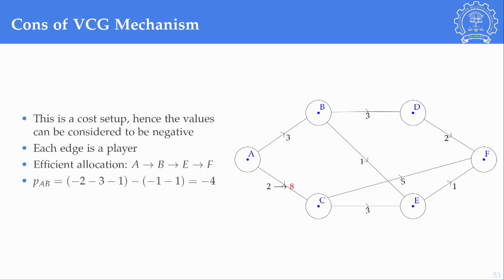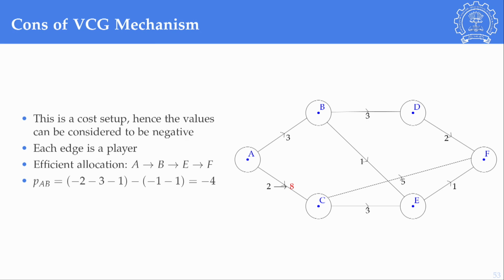I think that's the shortest path without AB being present. So that has a cost of -2, -3, -1, and in the efficient allocation, that is the second term there, what is the sum of the valuation of all the other agents? Of course, you are not using this path, so their valuations are 0. So only the edges that you are using are 1 and 1, -1 and -1. So you are getting paid an amount of 4.